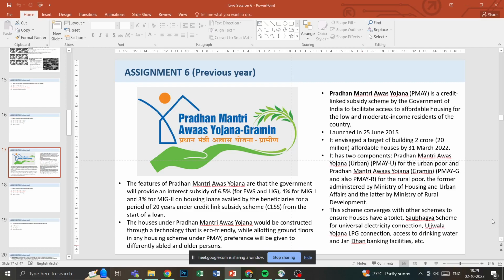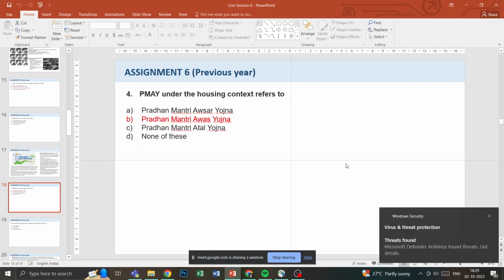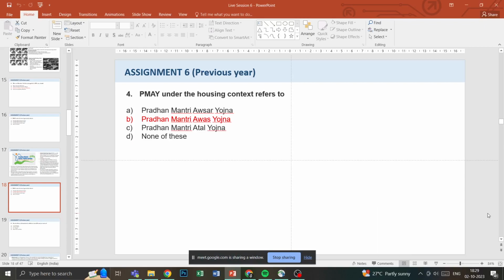Differently abled is a term that we do not use anymore. The correct term would be to use the words persons with disabilities, PWD. So our answer is PMAY under the housing context refers to Pradhan Mantri Awas Yojana.